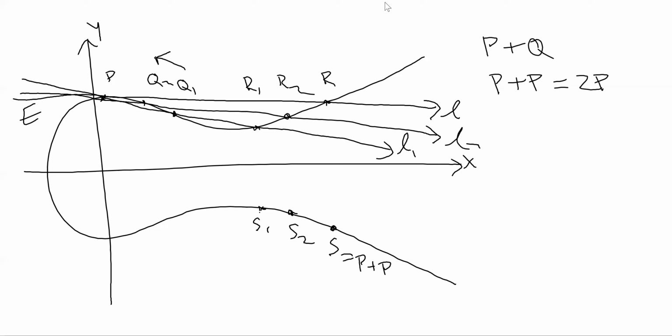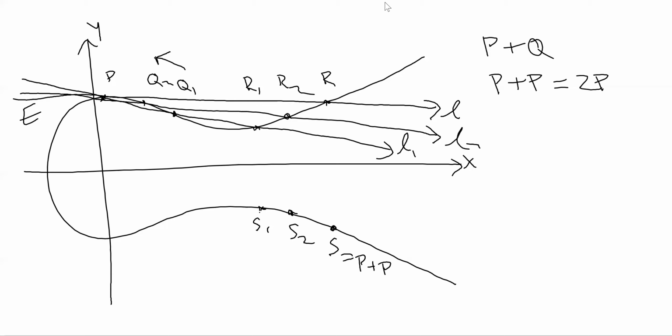So in the case of P plus Q, we just draw that secant line, find the resulting point R where it hits the elliptic curve again, then reflect it to get our S. In the case of P plus P, where we're adding the point to itself, all we're going to do is draw the tangent line, see where it intersects the curve E, and then reflect that over the x-axis.